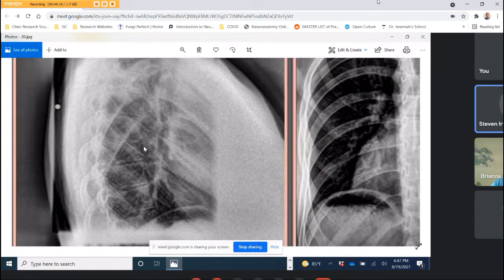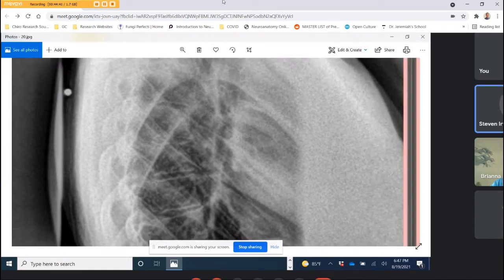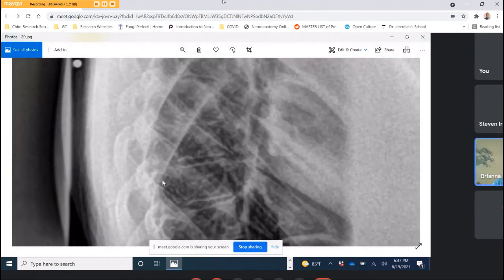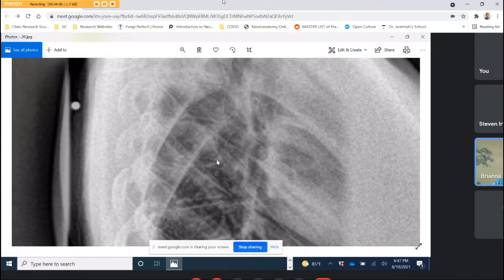What's with the disc space? How come it looks like the end plates are kind of bumpy? Remember, you're looking at a lot of overlying tissue. So you've got the ribs running through there. You're looking at the ends of blood vessels because you're in the lungs here. I just wasn't sure if that was pathology or something. Well, like I said, it does look like there's a little bit of wear going on in this one.